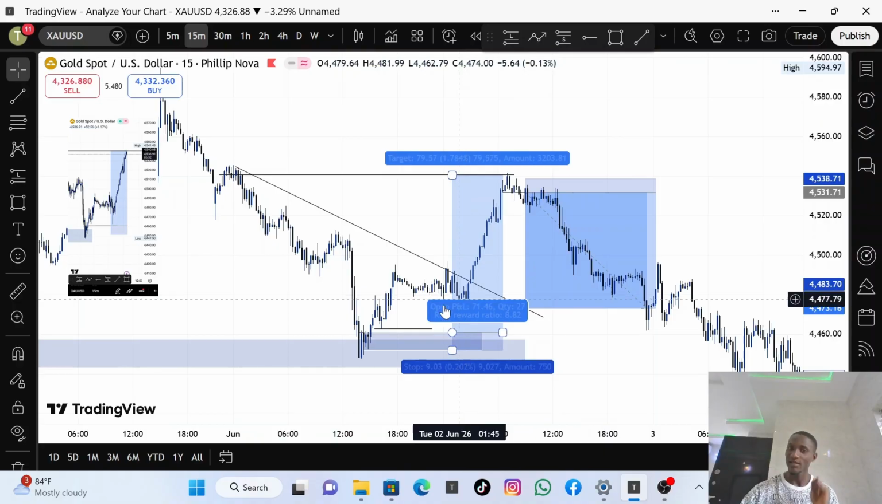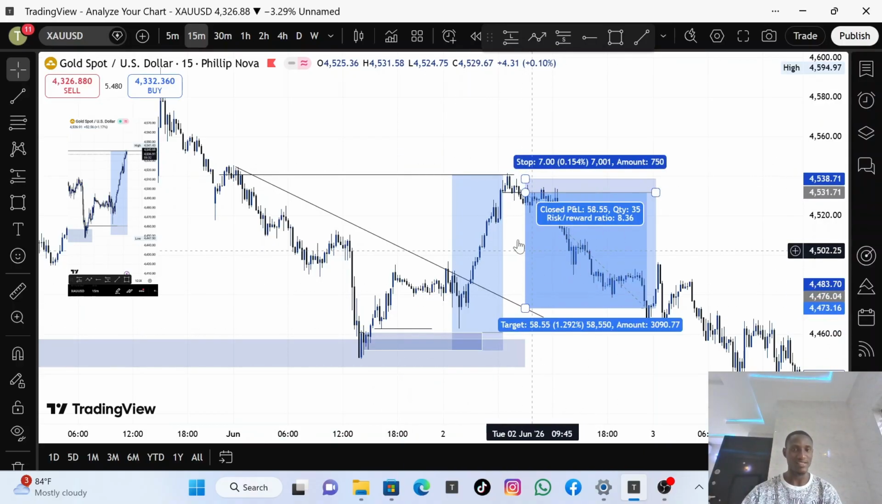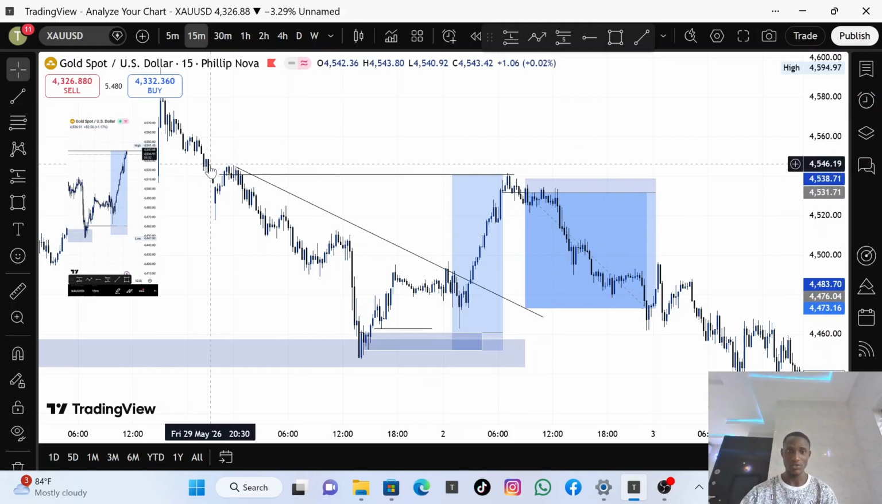And as you can see, market missed my entry point and went straight to TP and reversed immediately, as you can see in the picture above.